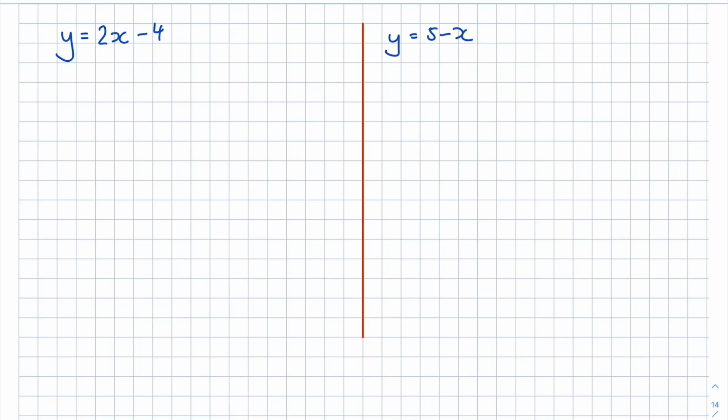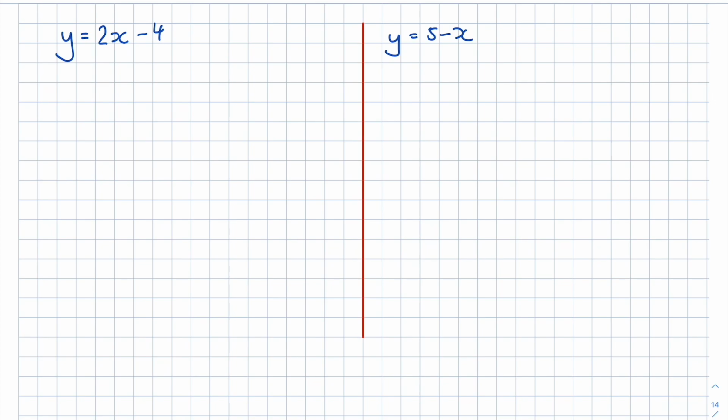Okay, so in this example, we're going to try and find the point at which these two linear equations, y equals 2x minus 4 and y equals 5 minus x, meet or intersect. So it's where these two lines cross over. The first thing you're going to do is find the point at which these two lines intersect the y-axis. And then the second thing is to find the point where it intersects the x-axis.